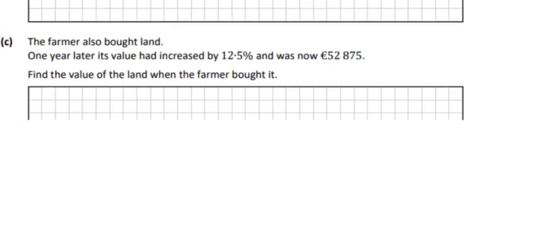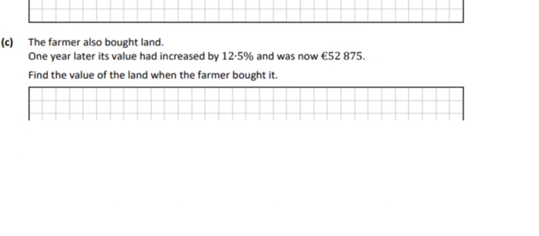Right, the farmer also bought land. 1 year later, its value had increased by 12.5% and was now 52,875. So find the value of the land when he bought it. So if you think about it, it's gone up. So it was 100%, and then it's gone up by 12.5%. So that's 112.5.